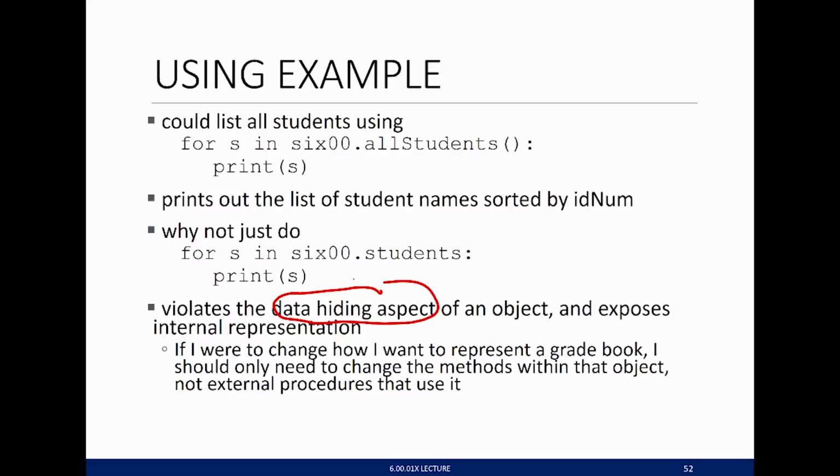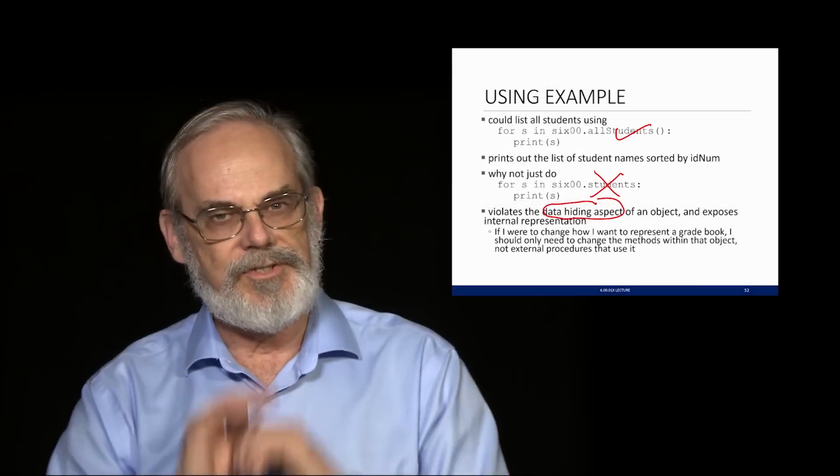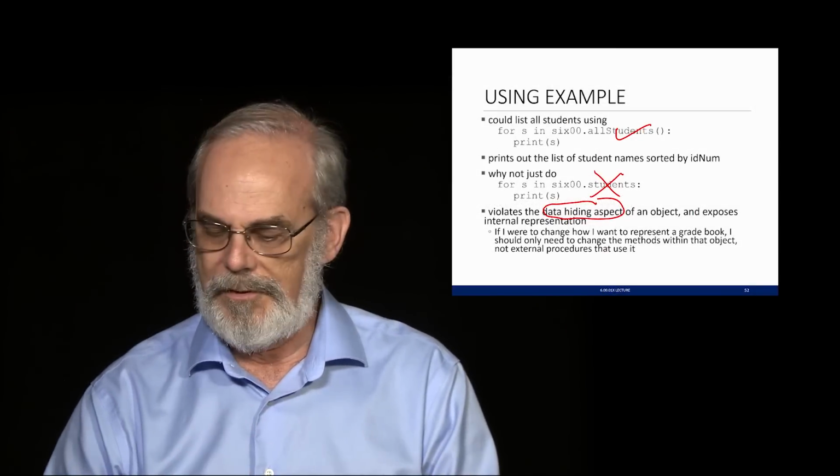Having built this system, I want to isolate from the user the internal representation. And as a consequence, if I were to change how I want to represent a gradebook, I should only need to change the methods within that object, not any external procedures that use it. So in that case, this would still work, but this would not if I were to change that internal representation. Just a reminder of a good, clean way to try and build your hierarchy.